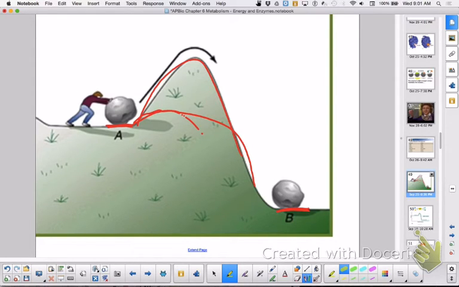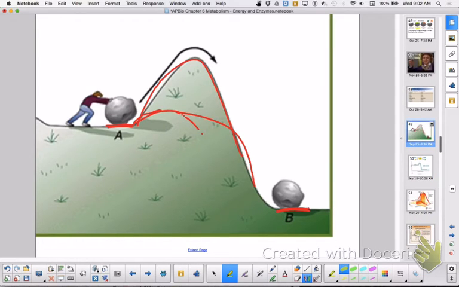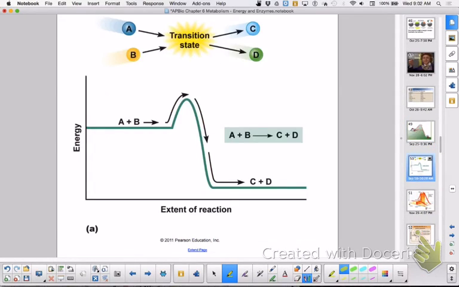Okay, so go to energy of activation. Energy of activation is the energy that must be added to cause molecules to react. The energy that must be added to cause molecules to react. This is what I wanted to say.